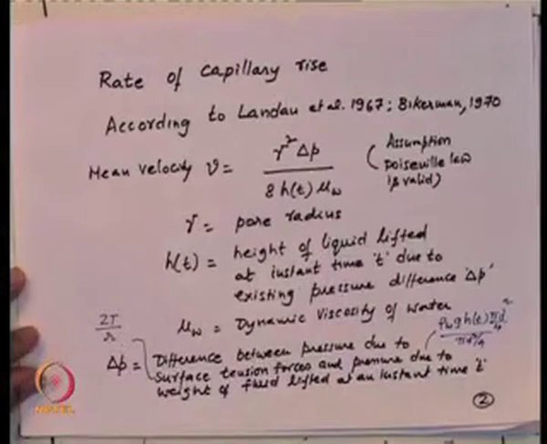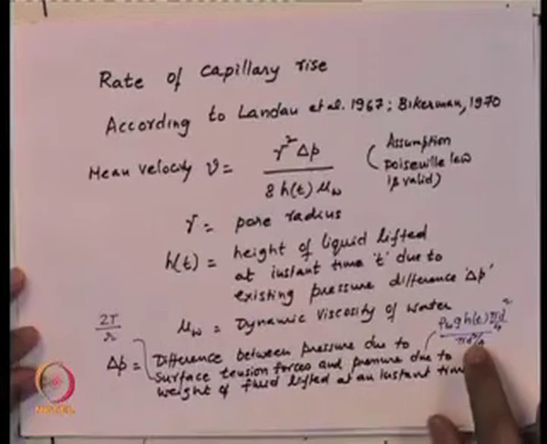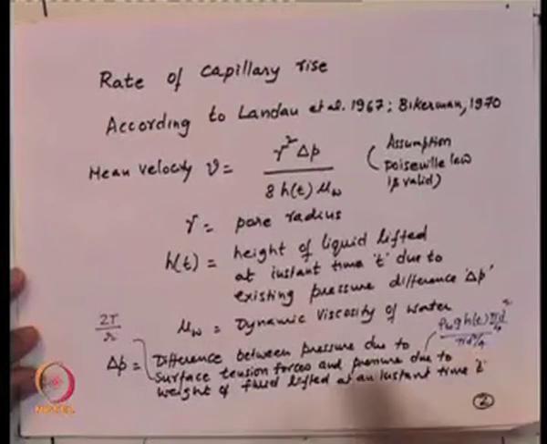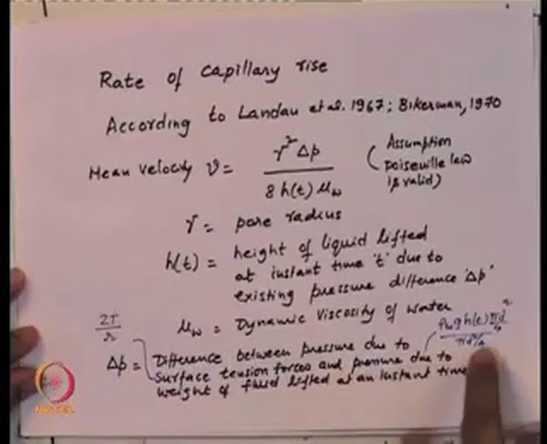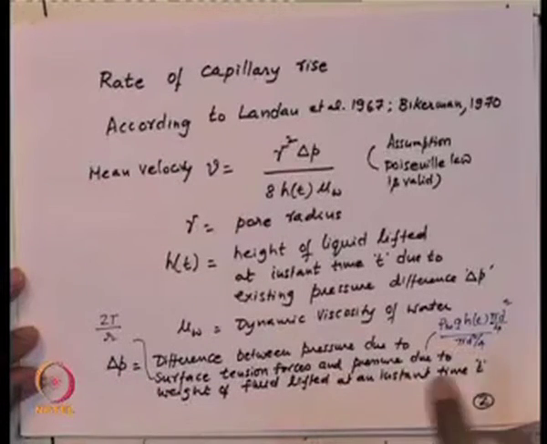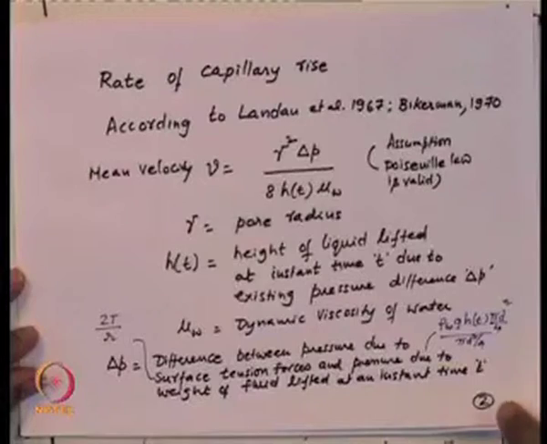Pore area, where d is the diameter, is pi d square by 4. So with that, delta P is the pressure difference between the surface tension forces and the weight pressure due to the weight of water.